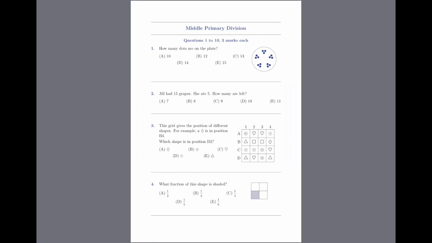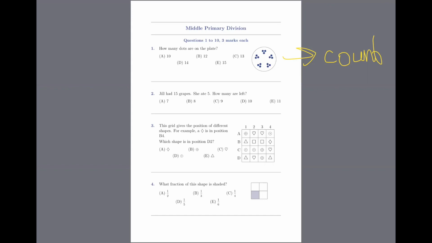The first question: how many dots are on the plate? For this question, we can do counting, which is fairly simple. Just 1, 2, 3, 4, 5, 6, 7, 8, 9, 10, 11, 12, 13, 14, 15. But this way may seem fast, but it is actually slow compared to another way.